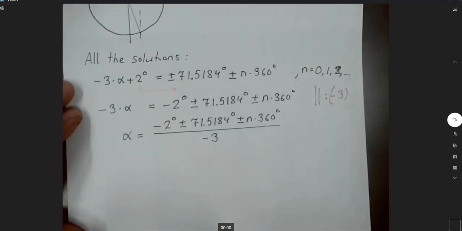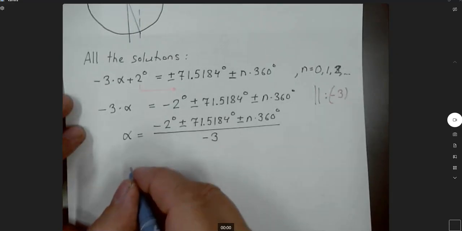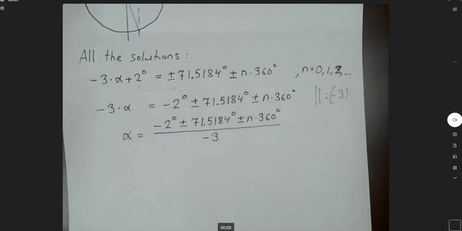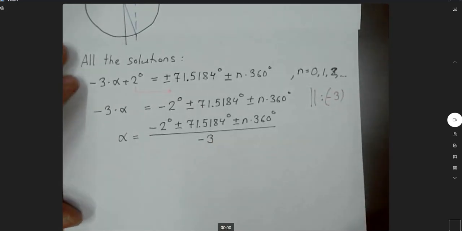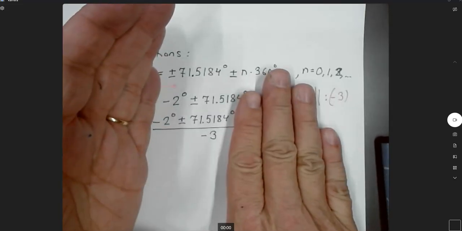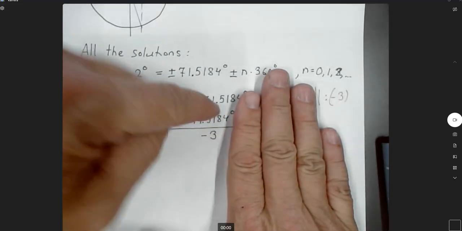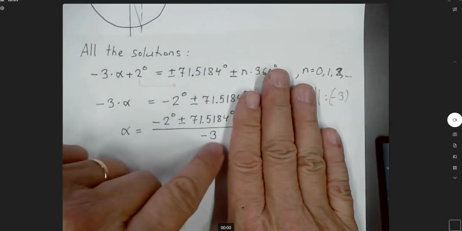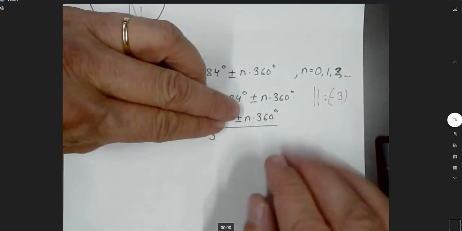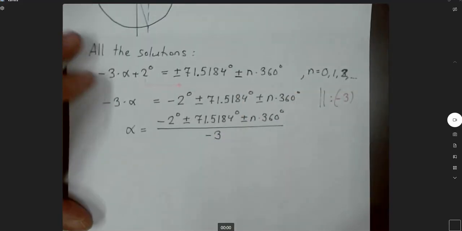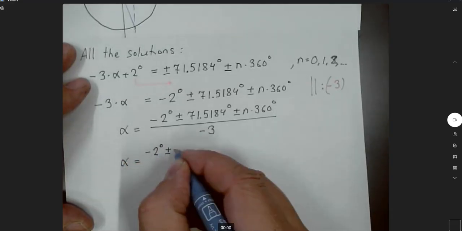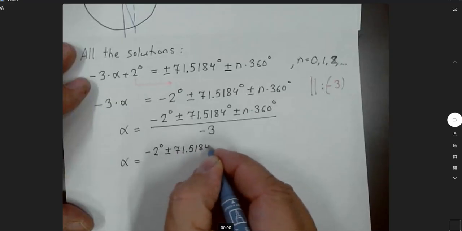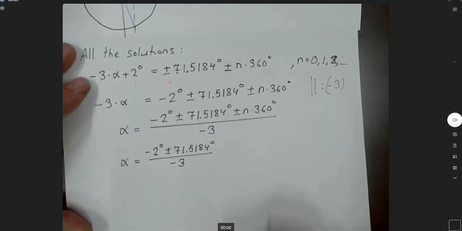This looks so terrible, so I will draw it a little differently, because this is so hard to understand. What does this kind of solution mean? I will divide this into two parts. This part here, I will divide by this, and then the other part is this here, and that means I will get the solution minus 2 degrees plus minus 71.5184 divided by minus 3.